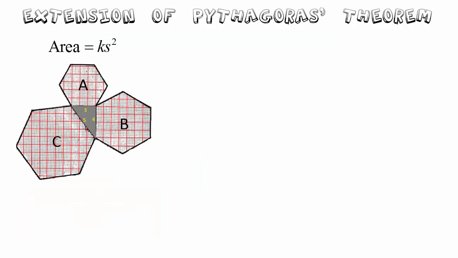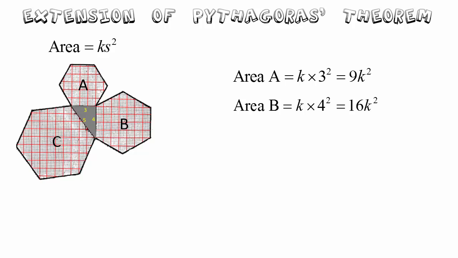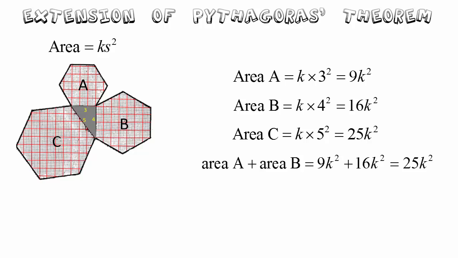Let's suppose we want to see if the formula holds for this shape. We have hexagons. We know that the area of each hexagon will be of the form k s squared. Area A will be k times 3 squared because the side length is 3 units, so we have 9k. Area B will be k times 4 squared because each side is 4 units in length, so it becomes 16k. And area C will be k times 5 squared, which is 25k.